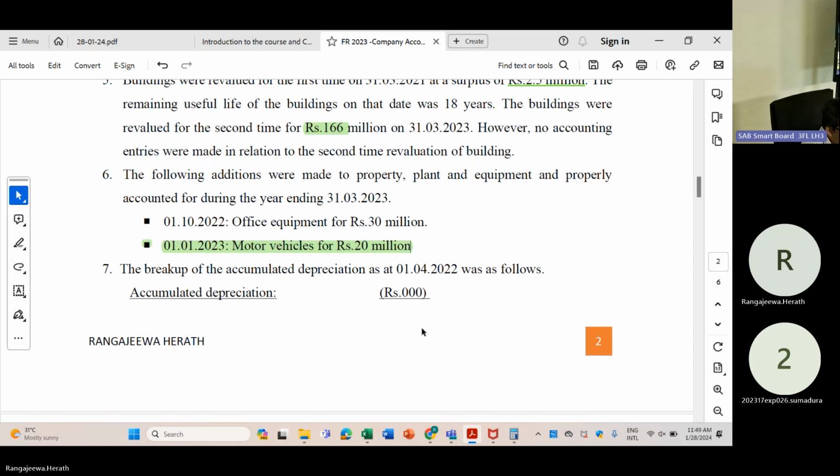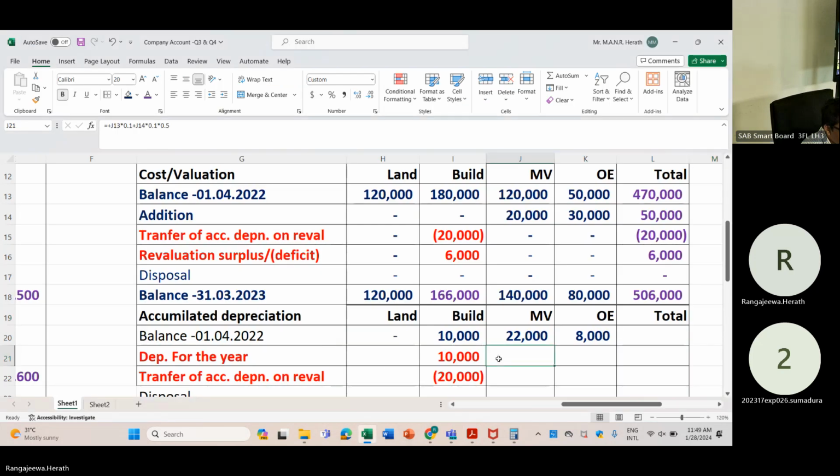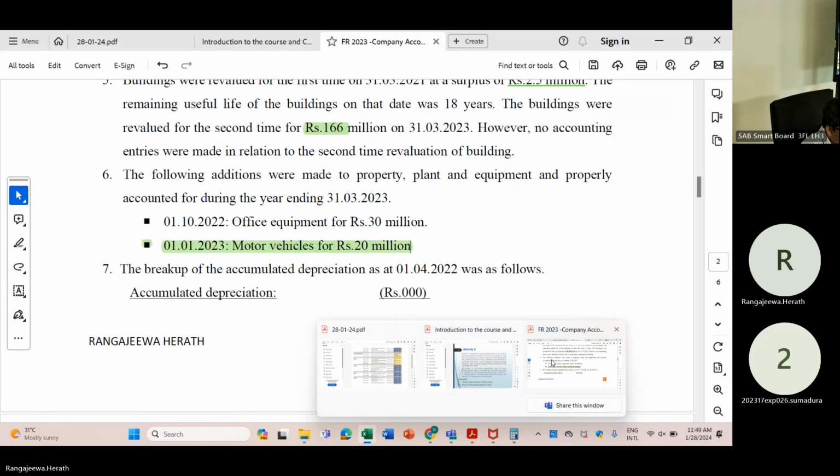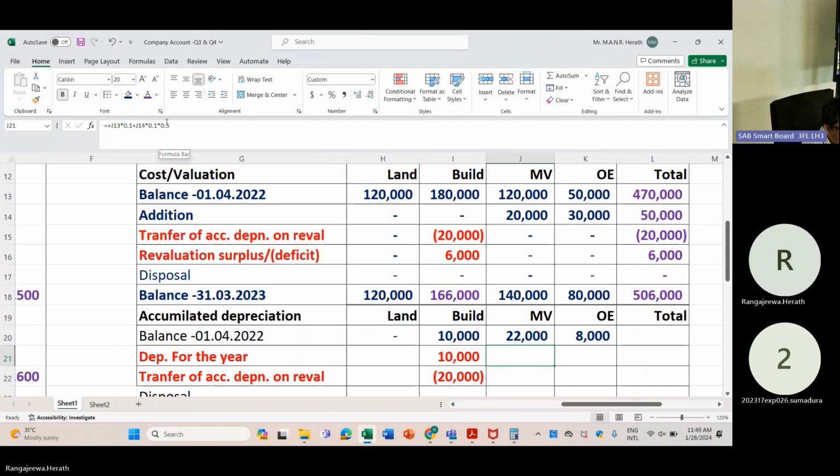එහෙනම් මේ 1st January addition කරපු 20,000 මාස 3යි depreciate කරන්න. Right? Opening balance 120,000 you can depreciate for the full year. Motor vehicle addition made on 1st January. එහෙනම් ඒක depreciate වෙන්නේ මාස 3යි. 12න් 3යි කියන්නේ 125යි.